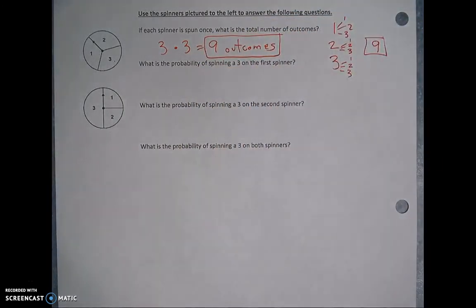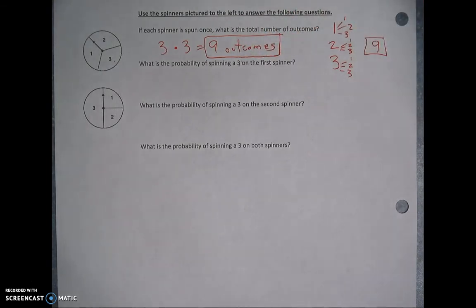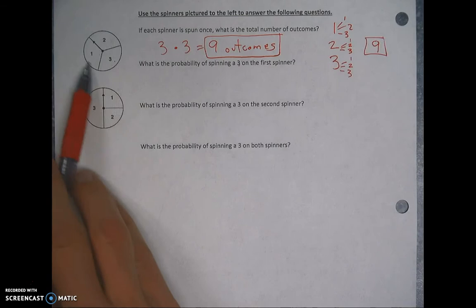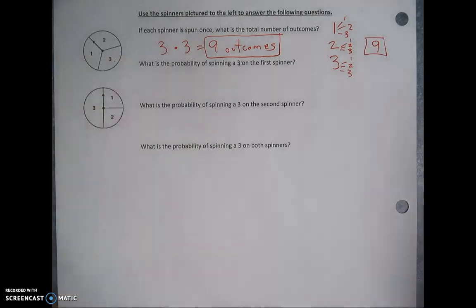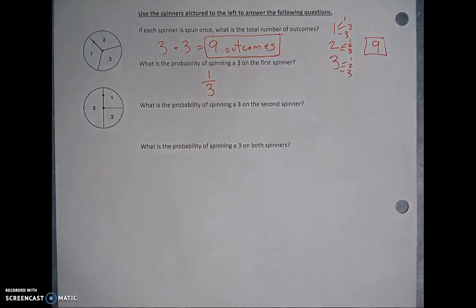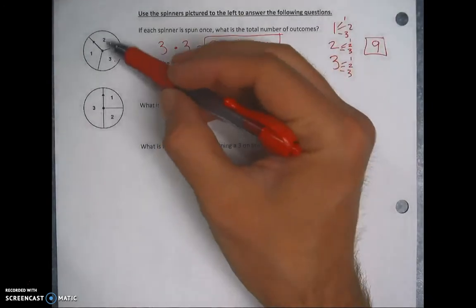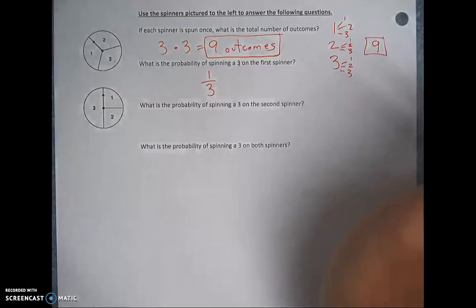Okay. So when we talk about our total number of outcomes, that's 9. Now, what's the probability of spinning a 3 on your first spinner? And I think we can see that's clearly 1 out of 3. 3 total outcomes. Chance of spinning a 3. Only one of these is a 3.